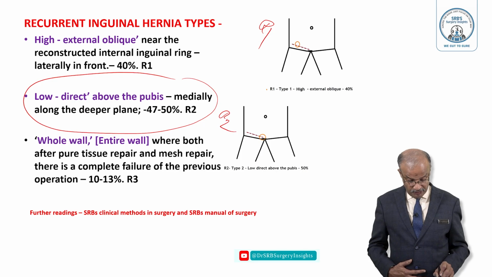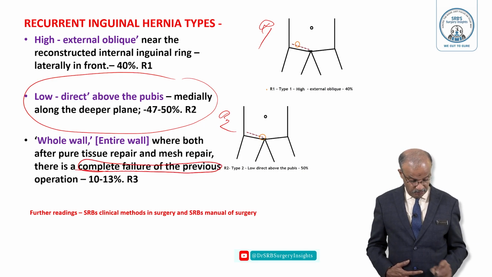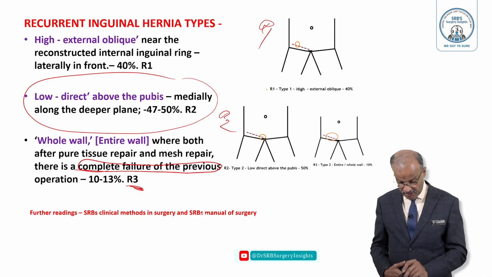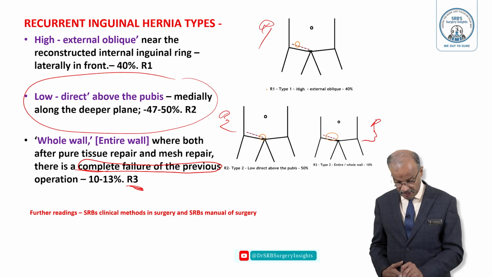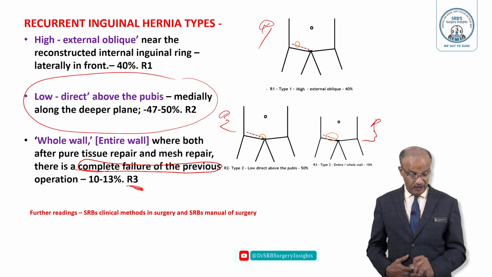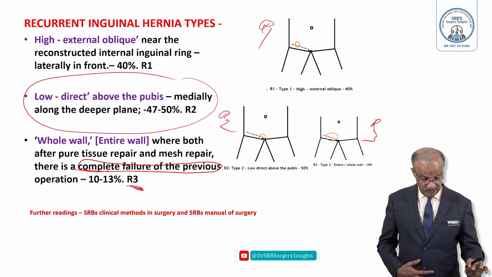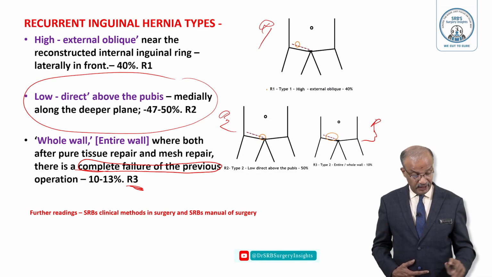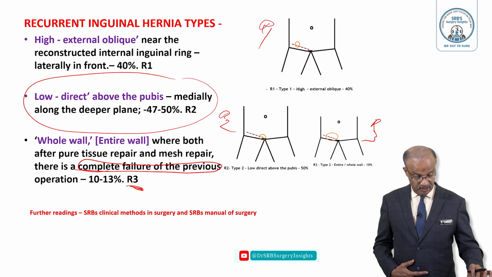This is the complete failure of the previous operation. 10 to 13% are R3. This is R3 here. See, the entire area is involved. Entire whole wall. It's a complete failure of the previous surgery. So this is the typical recurrent high external, low direct, whole wall, entire wall; R3 it is called.